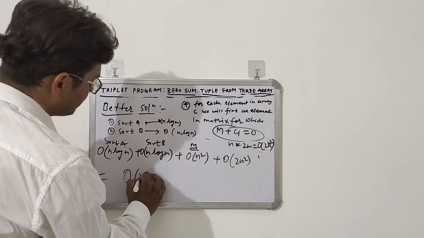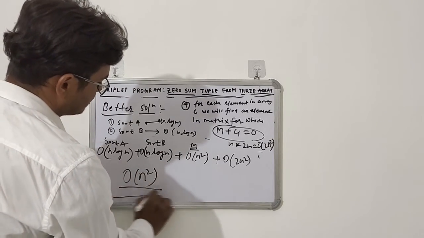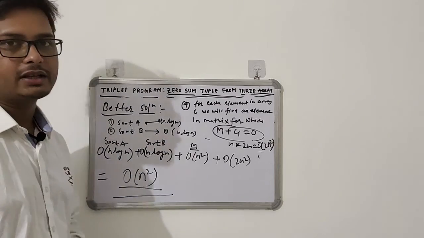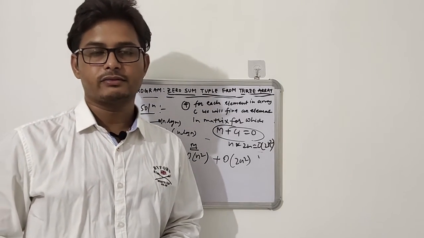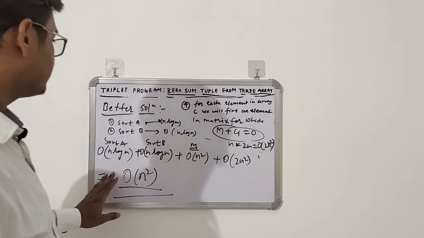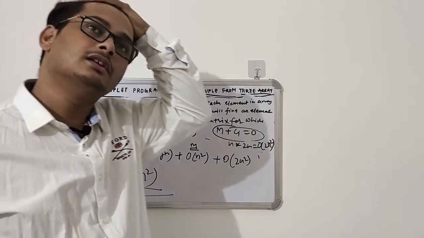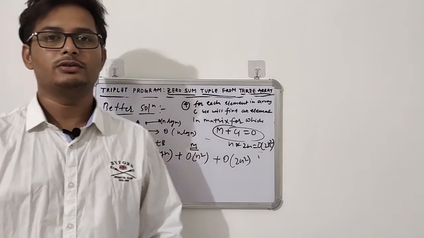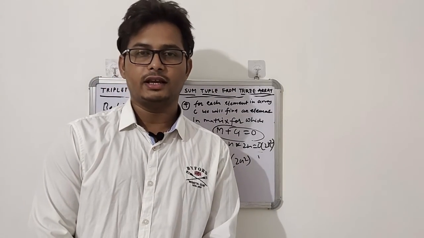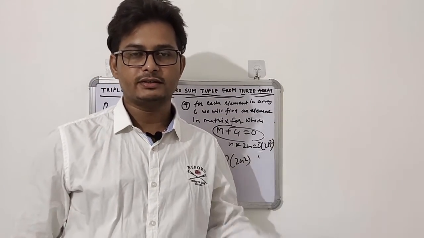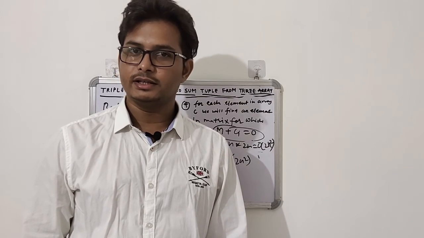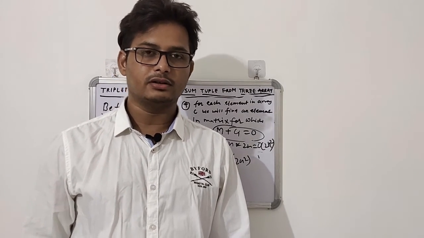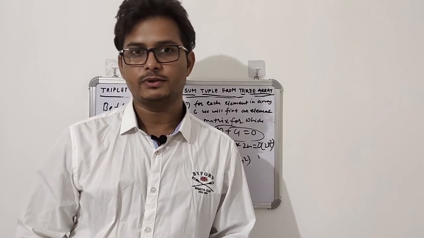Then what will be the overall time? Overall time will be order of n square. You can see it is far better than order of n cube and n square log n time, right? Till now, in my knowledge, it is the best approach. You can let me know if there is any better approach than this, and I think you can easily write a program for it in any language, whether it is Python or Java or C++ or C.